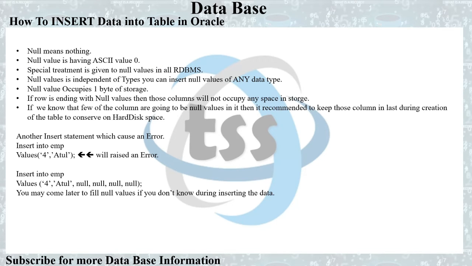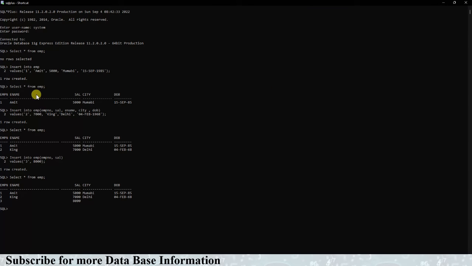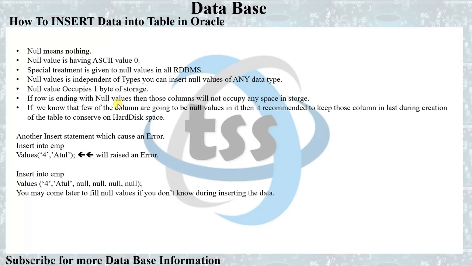In all RDBMS, the same pattern is given for null type of column. Null values, independent of type, can be inserted. Null values of any data type. For any data type, you can make the column null. For example, you can see Amit, salary, city, date of birth. There could be an employee that has joined the company, but the salary has not been decided, so we can insert null. We don't have the date of birth information of the employee, so we can store it as null. These are examples where we can utilize null values.